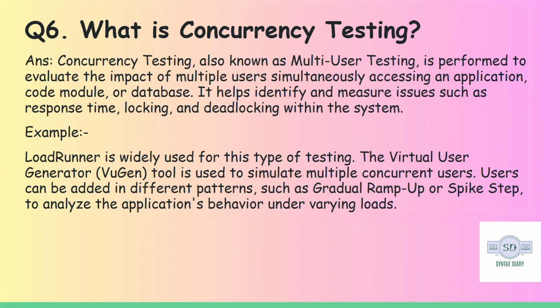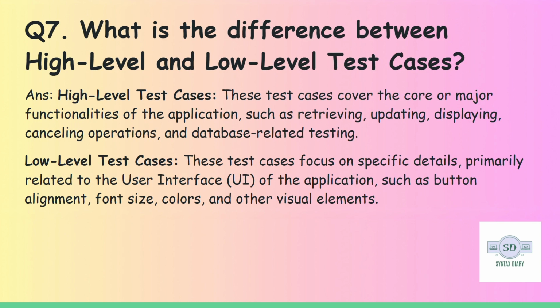What is concurrency testing? Concurrency testing, also known as multi-user testing, is performed to evaluate the impact of multiple users simultaneously accessing an application, code module, or database. It helps identify and measure issues such as response time, locking, and deadlocking within the system. For example, LoadRunner is widely used for this type of testing. The virtual user generator tool is used to simulate multiple concurrent users. Users can be added in different patterns such as gradual ramp up or spike step to analyze the application's behavior under varying loads.